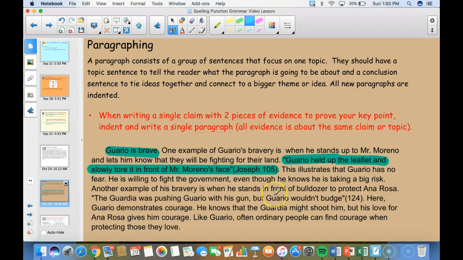In addition, the second piece of evidence, and there's a transition, another example of his bravery right there. So the second piece of evidence is also all about him being brave, that he won't budge in front of the Guardia who's pointing the gun at him. And then finally, after the writer of this paragraph does their I and their C and their E, the last sentence is a clincher sentence that ties it all up. Like Gwario, often ordinary people can find courage when protecting those they love. So that's tying it into a universal theme.